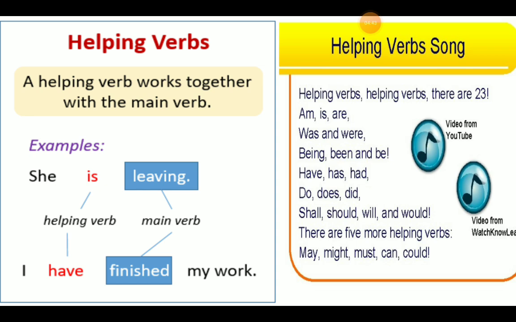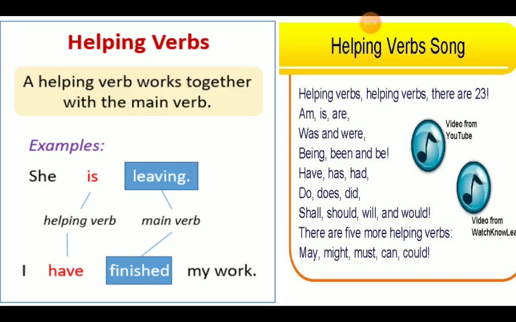So let me explain with the second sentence. I have finished my work. Here the helping verb is have and the main verb is finished. Here the helping verb have denotes when the action had taken place. It has taken place in the immediate past. So that is why it is given in present perfect tense. Like that, helping verbs work together with the main verb. It helps to denote the time of the action.